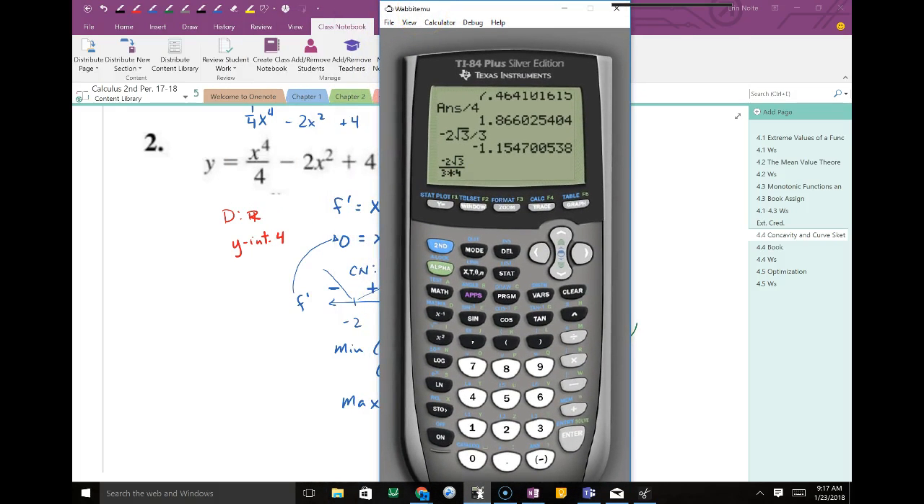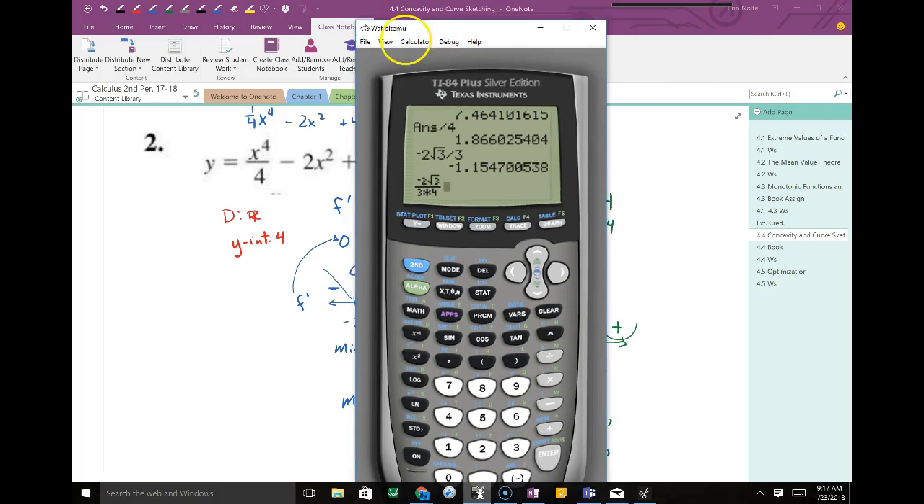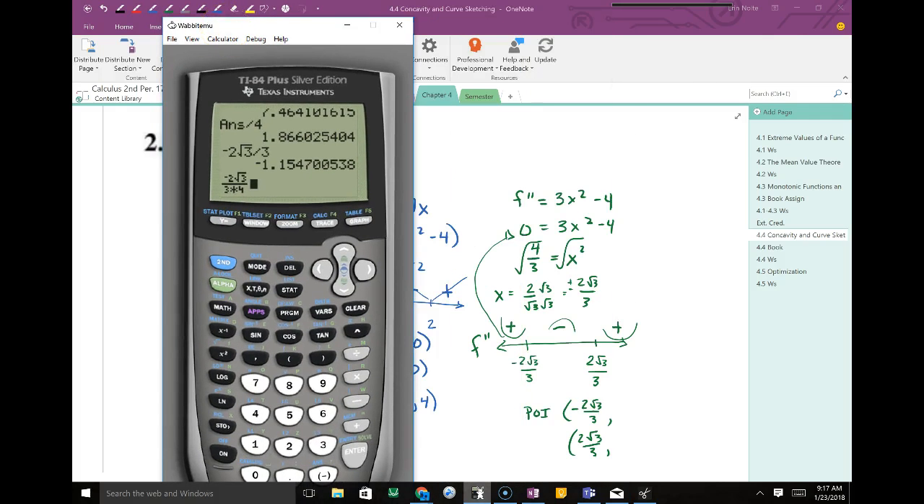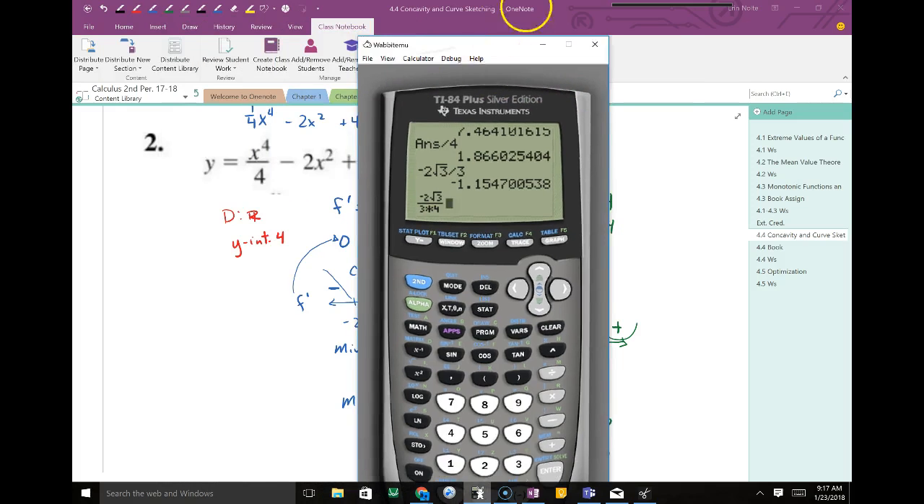Oh, because we had 2 divided by the square root of 3, right? When we solved that equation, it was the square root of 4 over 3. So you have to square root the top. The square root of 4 is 2, and the square root of 3 is the square root of 3. But you can't leave a square root of 3 in the bottom, so you have to multiply by the square root of 3 over the square root of 3. That's all. Yeah, exactly.